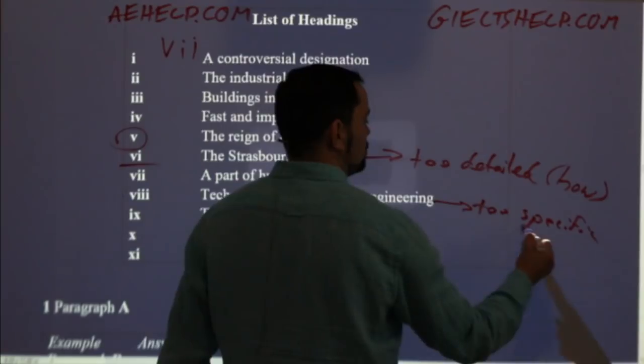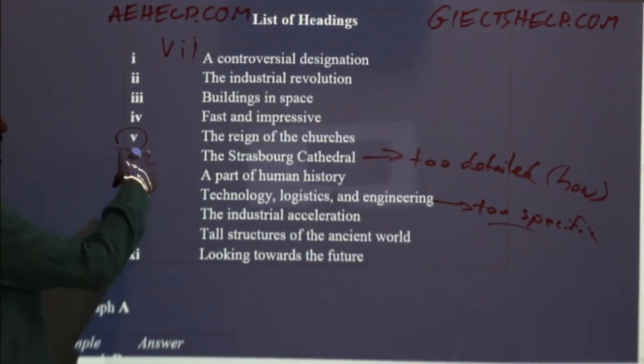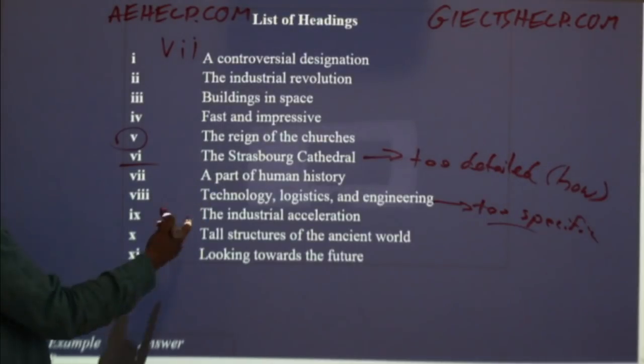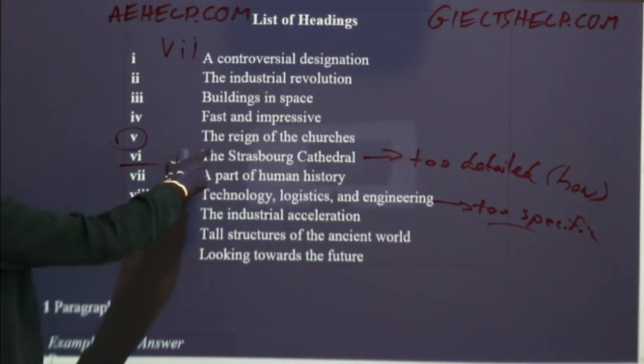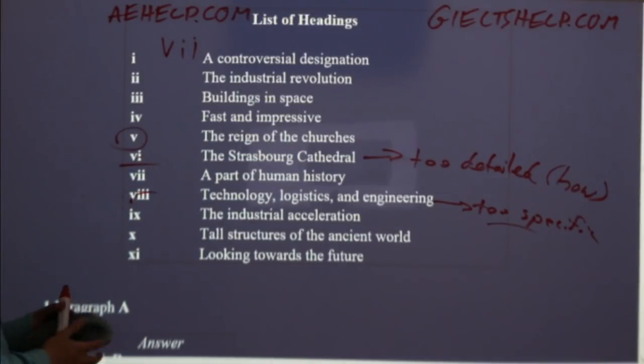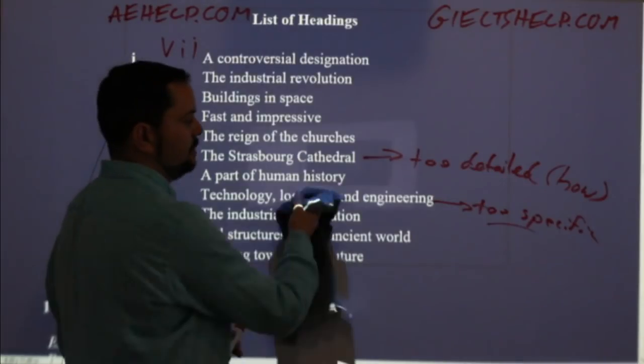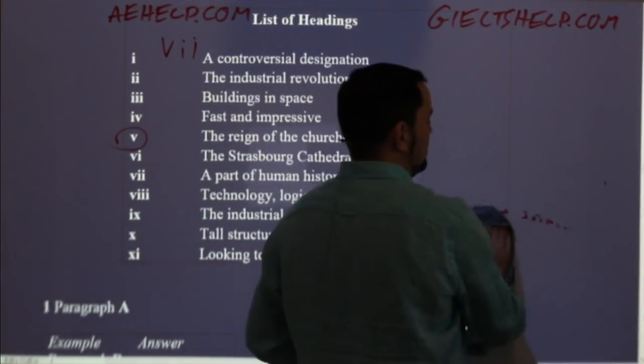Okay, so if you're searching, you're skimming, and you're scanning, you might have just got 2 of these wrong, okay, because you find this one, you just got it wrong. I saw Strasbourg Cathedral, you just got that wrong as well, okay? So skimming and scanning is not a good strategy. Don't use it if you want good marks, especially for these list of headings questions.